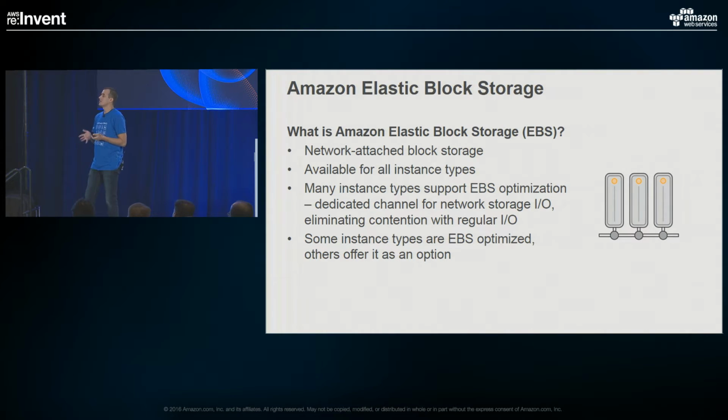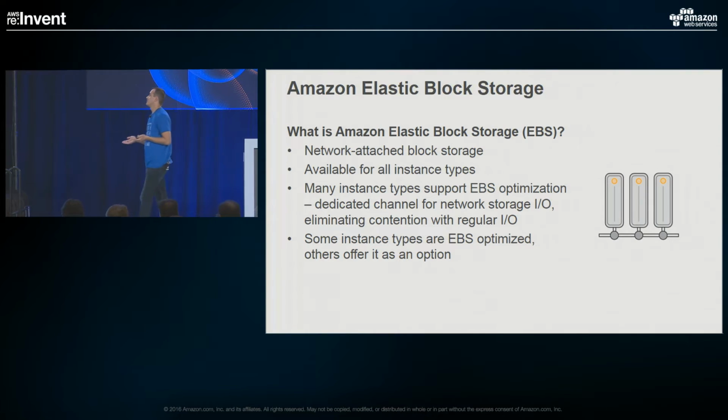So EBS is available for all your instances. And in fact, most of the higher performance ones come with EBS optimization. This is really key for running database workloads in general, specifically SQL Server. It gives you a dedicated channel for network storage I/O. So it eliminates contention from the instance with regular network I/O traffic. And the size of that dedicated channel depends on the instance type, but it can go as high as, just announced yesterday, 12 gigabits per second with the new R4 instance types.